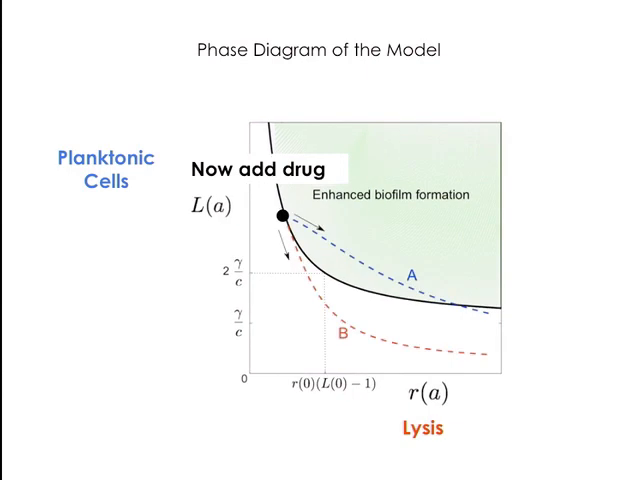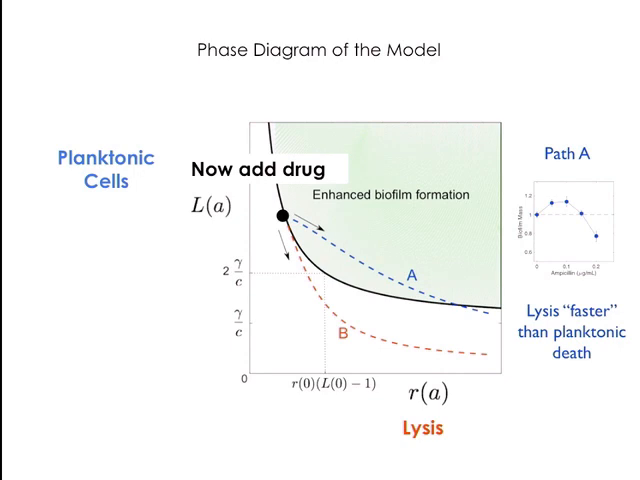And you can imagine 2 different cases. Curve A would give you a peak something like this, so this is like what we saw for ampicillin. So what it's saying is that the lysis, the x-axis, is in some sense happening faster than the planktonic cells are decreasing. Right? So the amount of lysis is increasing faster than the planktonic cells are decreasing as you add drug. When I say faster, I mean as a function of drug, right?